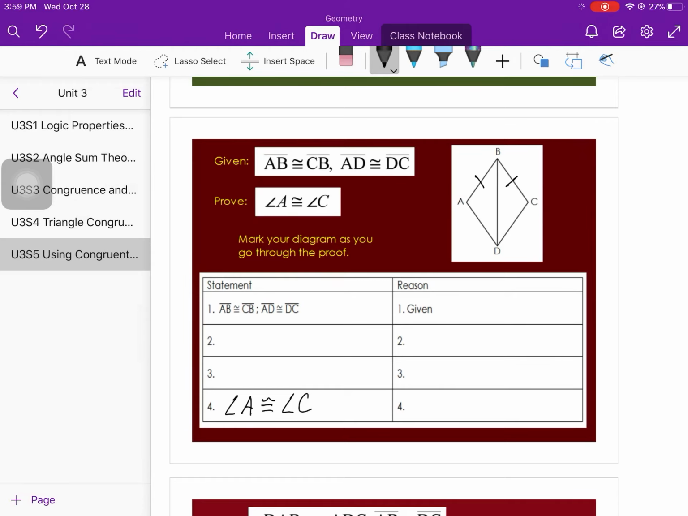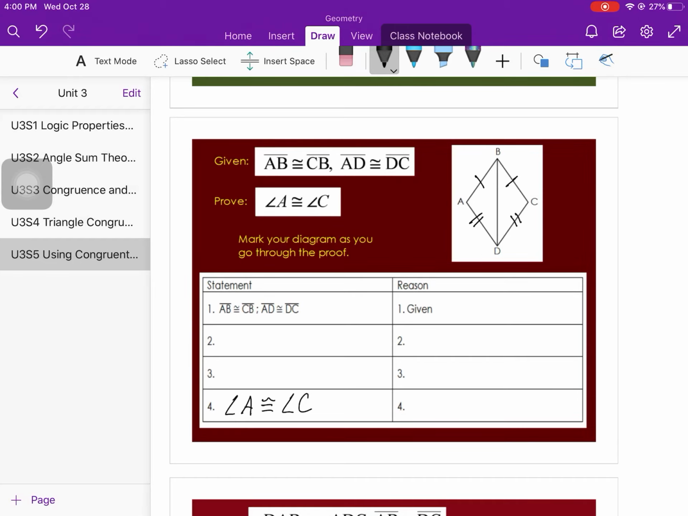So we are given the information that AB is congruent with CB. So let's go ahead and fill that in. And then we also know that AD is congruent with DC. So we have two sides already, just based off of the given information. So let's go ahead and see if we can prove that these triangles are congruent.